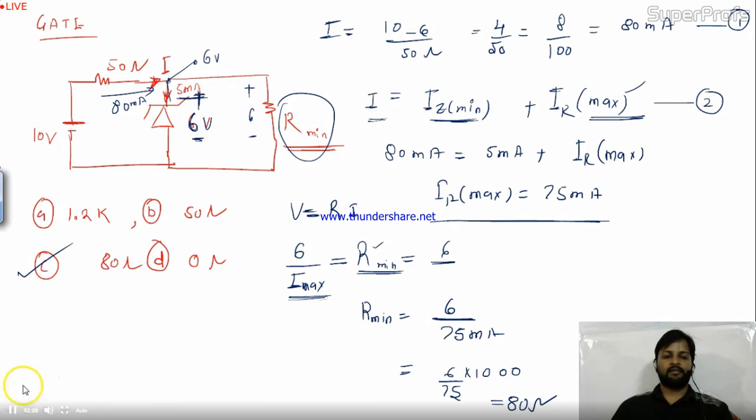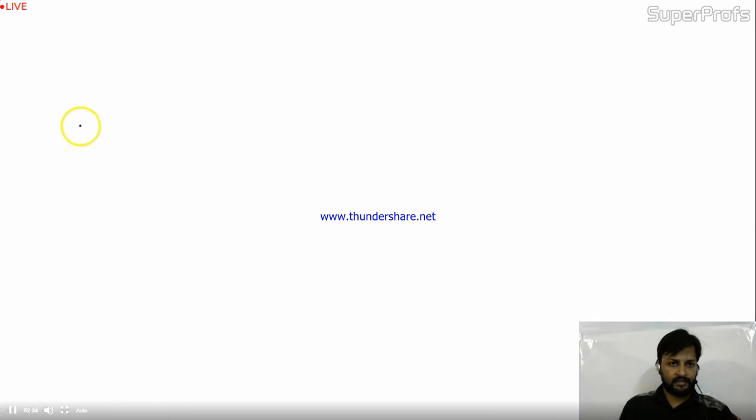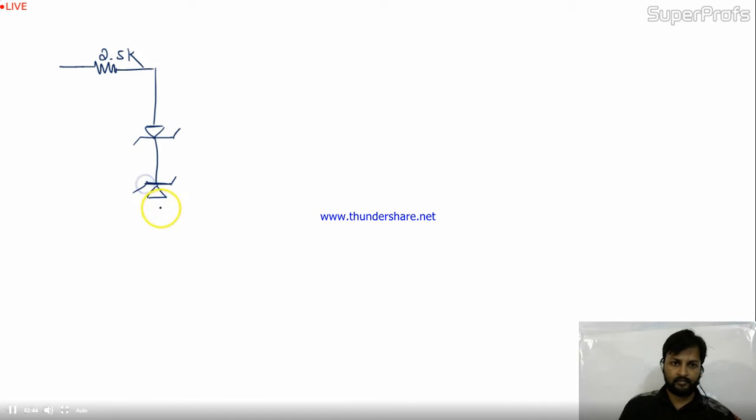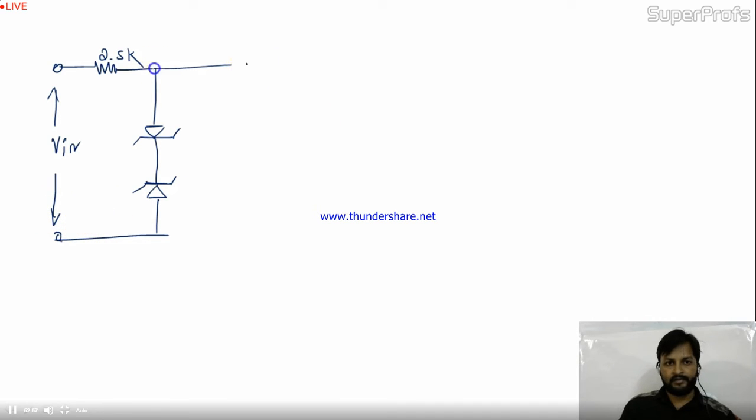I'll take another problem. This is also a GATE problem, and the question reads as, you have 2.5K. Here you have two Zener diodes connected in this way. Here you have V in, perfectly fine, and here simply you are taking V0. This is a GATE problem. So here you are taking V0. This is your circuit all about.